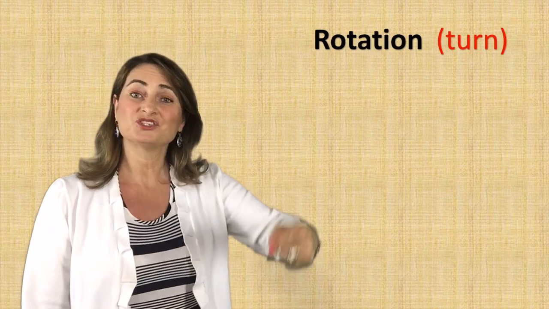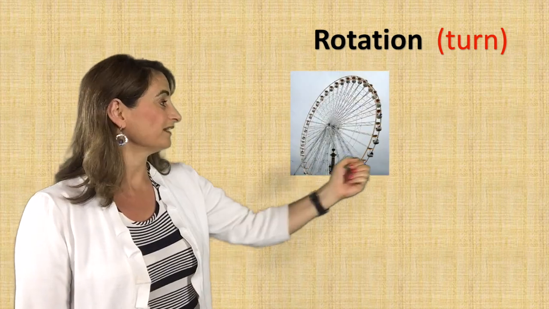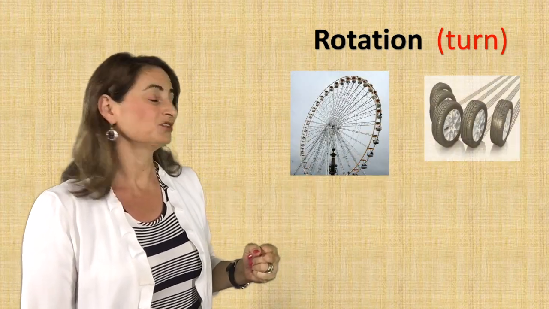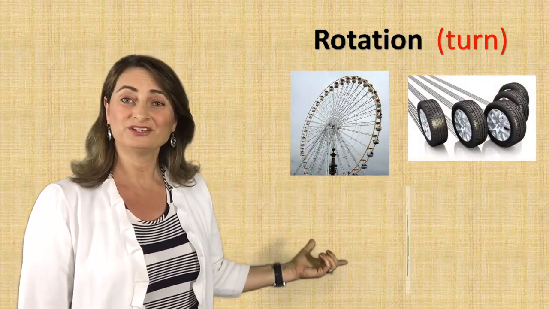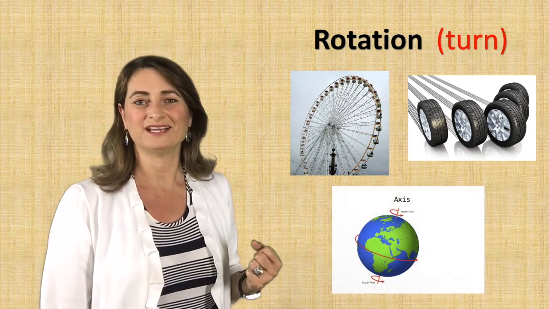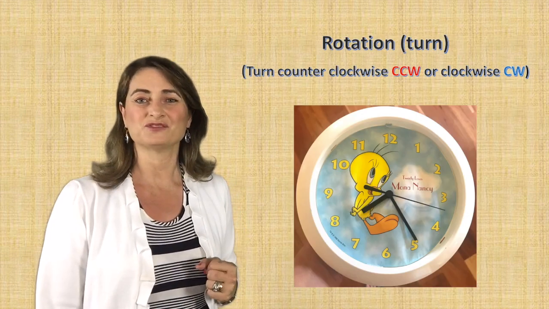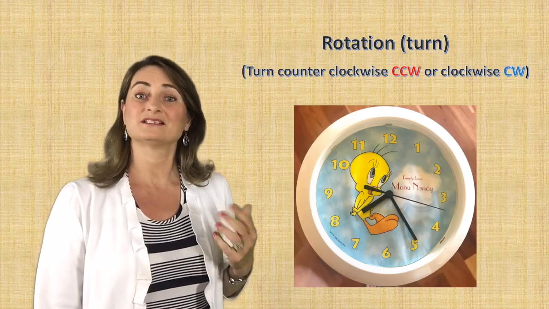So what is a rotation? Rotation is a turn. Just like a wheel when it turns, or like the wheels of a car turn too, or even like the Earth turns around its axis 24 hours a day. That's why you have day and night. But the most important turn when we talk about transformation in a coordinate plane is the clock.